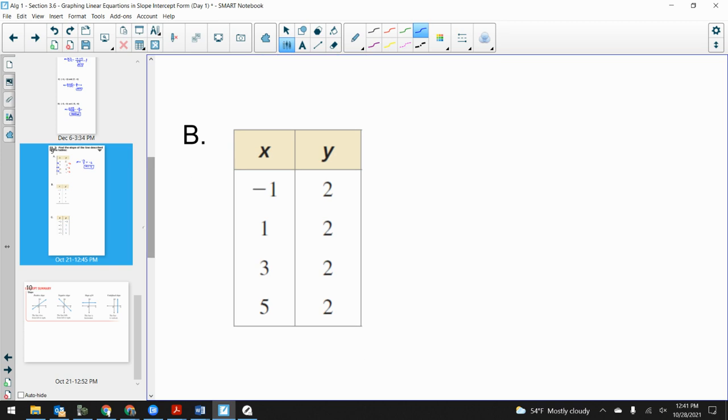Take a look at this next one. Look at my change in y. Am I changing in the y values at all? No, so my change in y is 0 over, doesn't matter. What's 0 divided by anything? 0. The slope is 0 for the next one, because my y values do not change. There is no change in y.